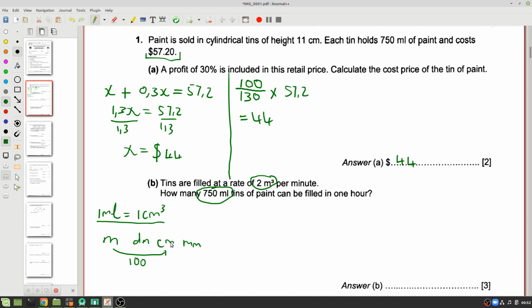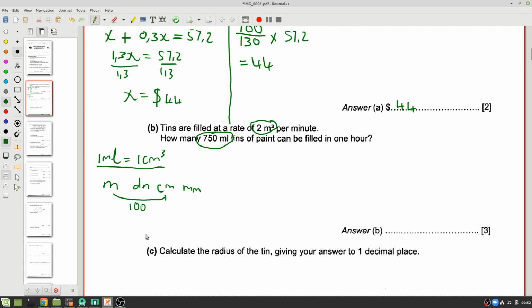There's 100 centimeters in 1 meter, but we're working with cubic, so that's 3-dimensional. For distance, it would just be 100. For area, it would be 100 squared, because it's 2-dimensional. And then for volume, it'll be 100 cubed, because that's 3-dimensional.